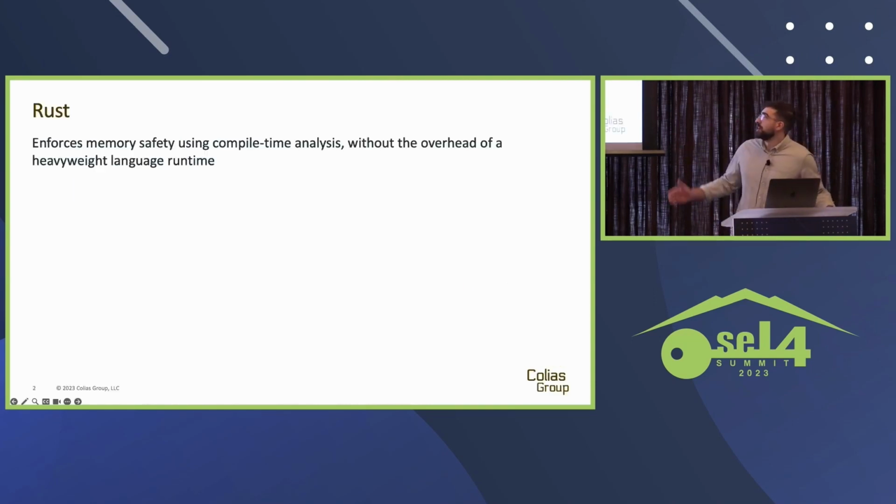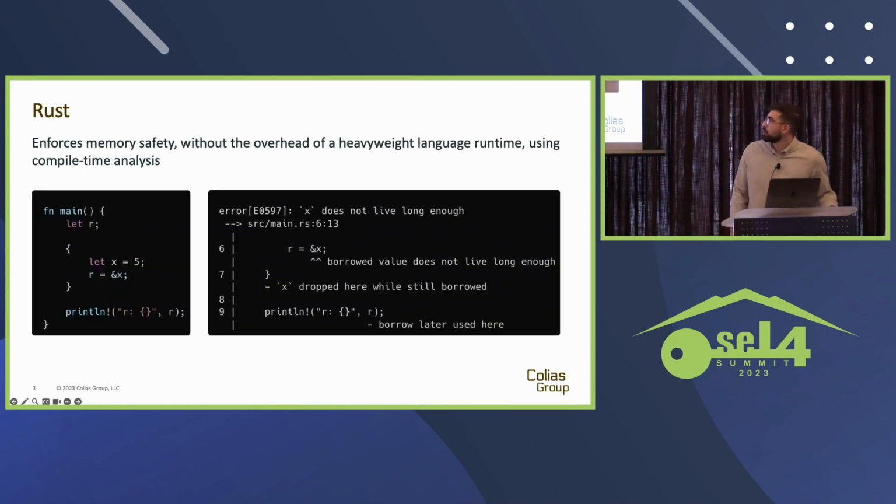So just a tiny bit of review and motivation here. As many of us are well aware, Rust enforces memory safety using compile time analysis, sometimes analysis of variable lifetimes and pointer usage, sometimes with the help of the programmer in the form of annotations. And this approach eliminates the need for heavyweight language runtime, for example, implementing a garbage collector. Quick code example here. R in the outer scope attempts to refer to X, whose lifetime is limited to the inner scope. The compiler catches this and gives us that error.